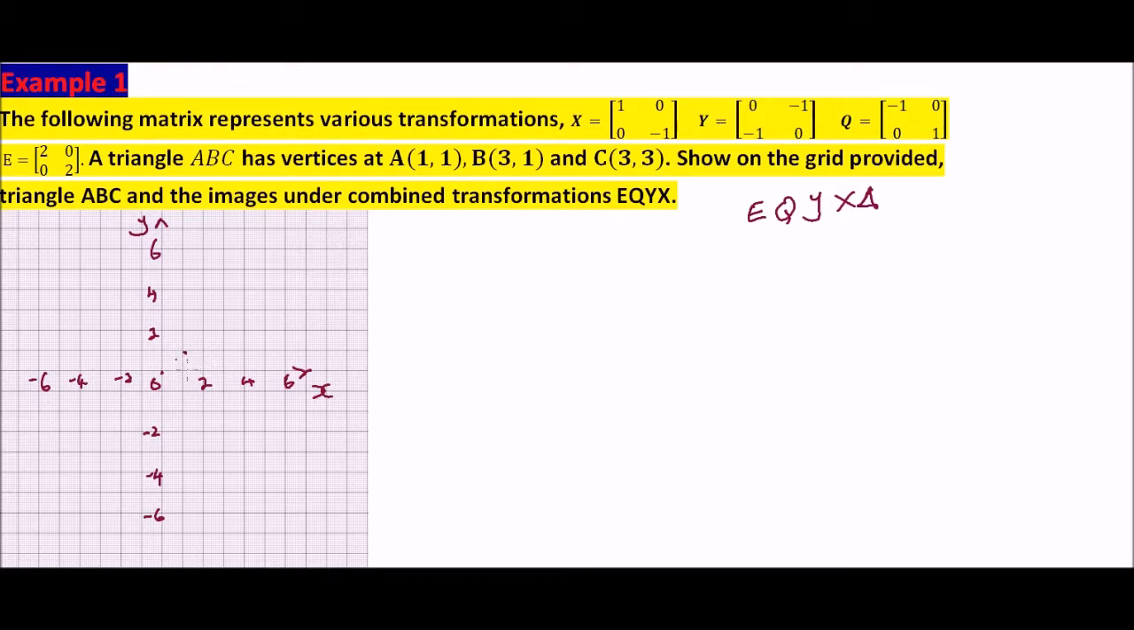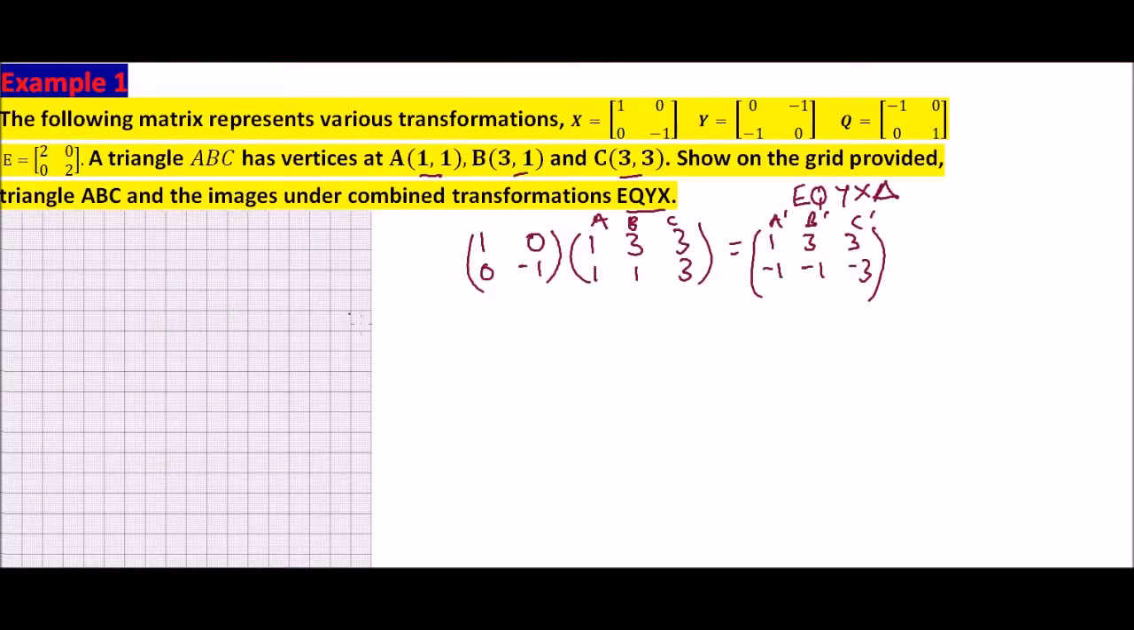Our triangle, we are given, first point is at (1, 1). So that's where we have our A. We have our B at (3, 1). So that's how we have B. And C is at (3, 3). So this is our C. So we plot that triangle and see how it looks.